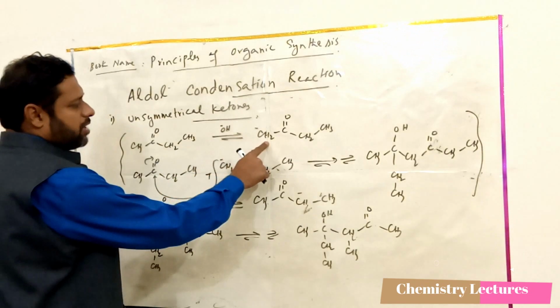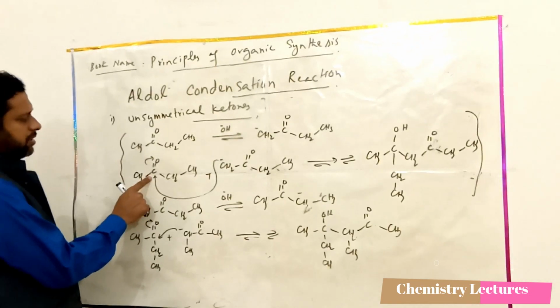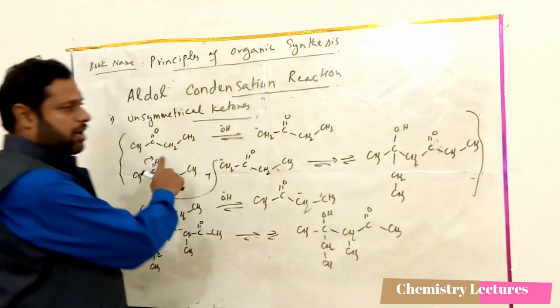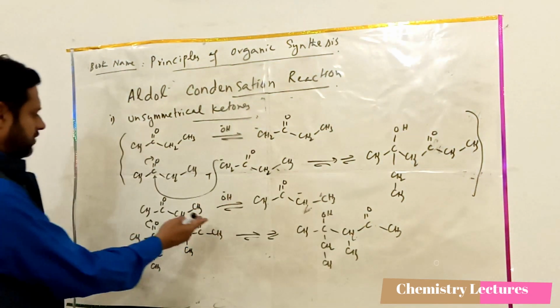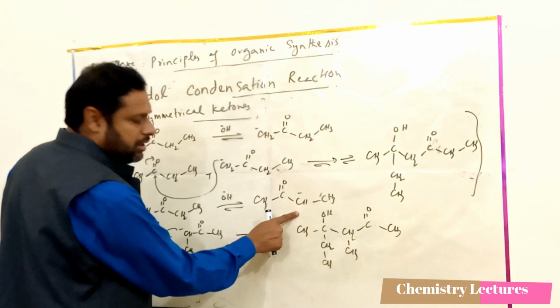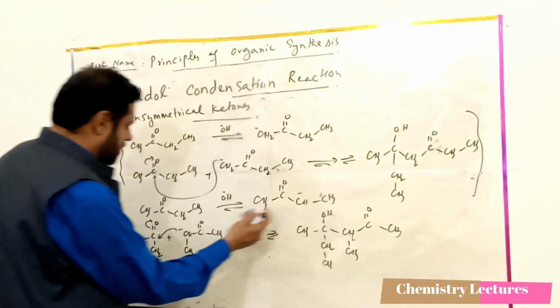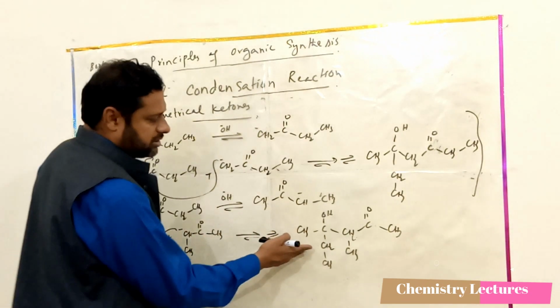If this type of carbanion is formed, this carbanion will attack the carbonyl carbon, and this negative charge will get the proton, and we will get this type of product. And if the base removes a proton from this other active methylene, and this type of carbanion is formed, this carbanion will attack the carbonyl carbon of the ketone, and we get this type of product.